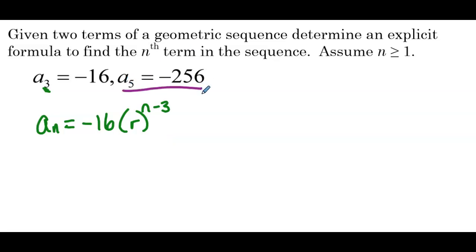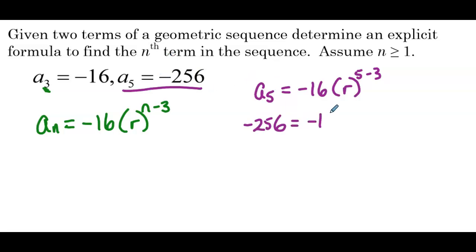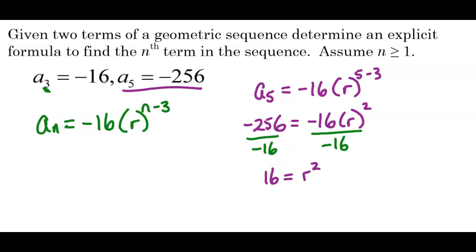Okay, so now that we've established this, which is really helpful, we can use the other value they've given us, the fact that a sub 5 is negative 256, to solve for r. So we can plug in 5 for n, so a sub 5 equals negative 16 times r to the 5 minus 3. A sub 5 is negative 256 equals negative 16 times r squared. We need to isolate r squared, so we'll do that by dividing negative 16 on both sides of our equation. So 16 equals r squared.